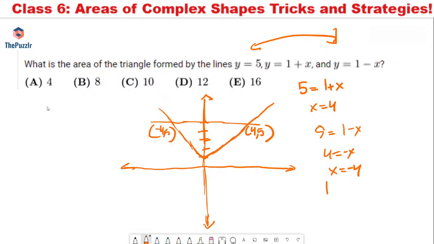Finally, the 3rd point is going to be 1 plus x equals 1 minus x. The 1's cancel, so we have x equals negative x, or that x equals 0. Plug back in x equals 0 here, and we get 1 plus 0 equals 1. So this point is 0 comma 1.